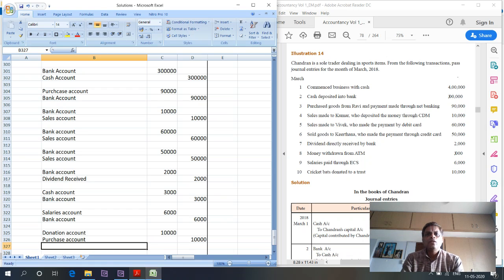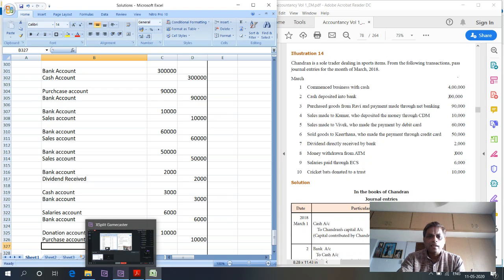And try these problems again. Now, after illustration 14, I think we have one more illustration. And then after that, we'll go into the exercises. I think we have around 10 or 12 exercises in this chapter. After that, we'll go to the next chapter. So just try these problems again from your end and let me know for any questions or clarifications.